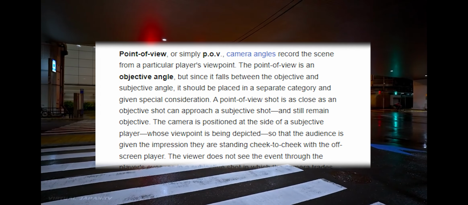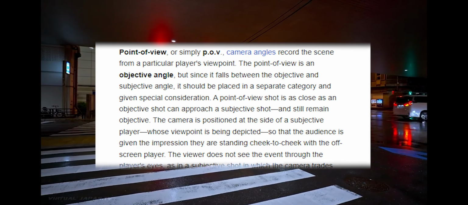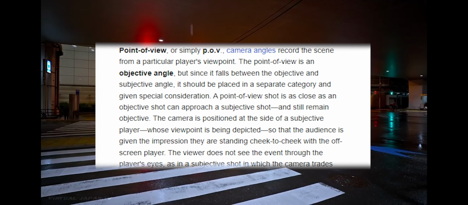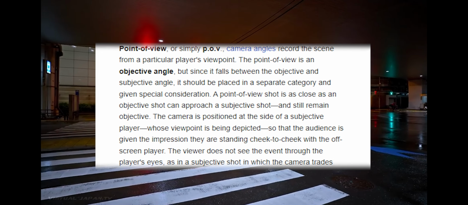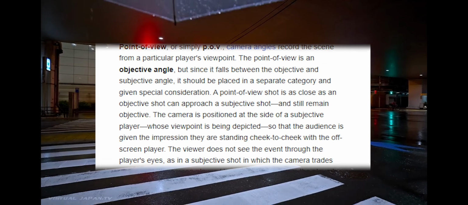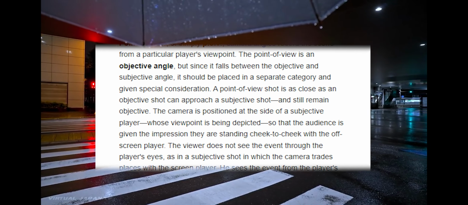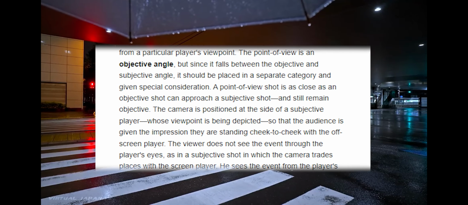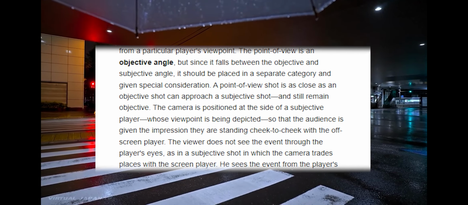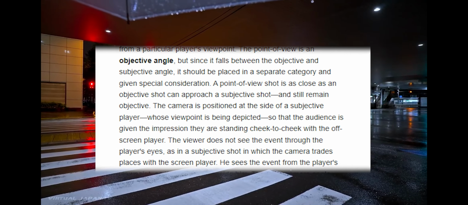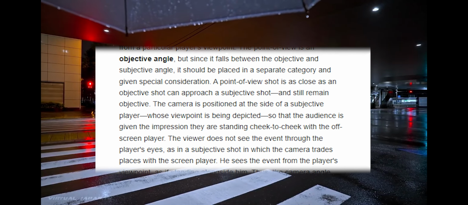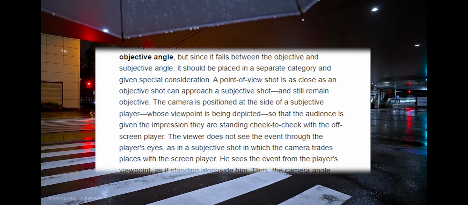Point of view, or simply POV, camera angles record the scene from a particular player's viewpoint. The point of view is an objective angle, but since it falls between the objective and subjective angle, it should be placed in a separate category and given special consideration. A point of view shot is as close as an objective shot can approach a subjective shot, and still remain objective.